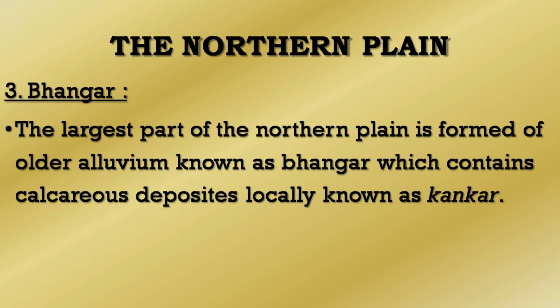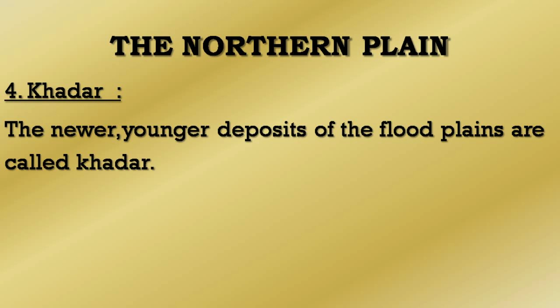Now coming to the formation of this northern plain. It is mostly formed by the older alluvium, and also the newer alluvium. But in which part will you find this older alluvium and the newer alluvium? Let me explain. The older alluvium is mostly found above the floodplain region, and it mostly consists of calcareous deposition, which is locally called kankar. Whereas the soil which is found in the floodplain itself is made up of newer alluvial soil, which is known as khadar. So here the old alluvium is called bhangar and the new alluvium is called khadar.